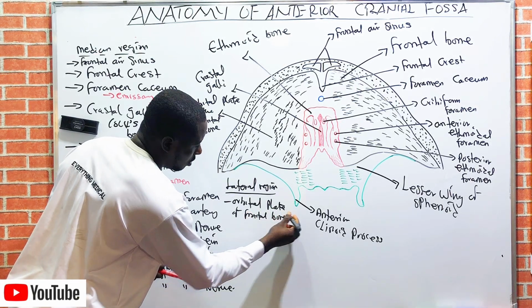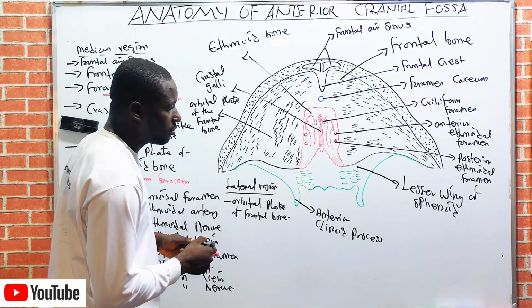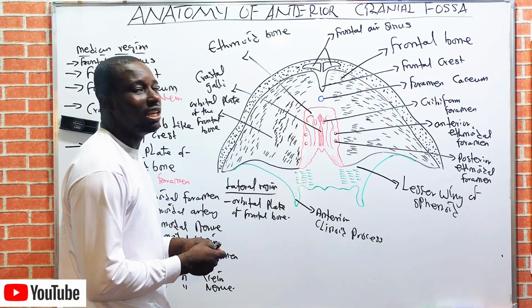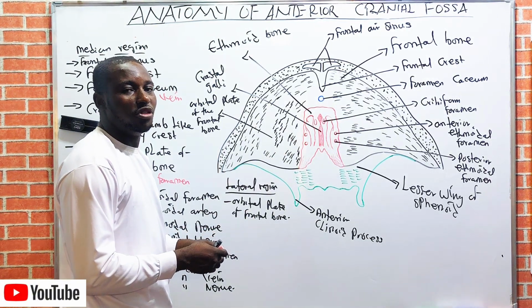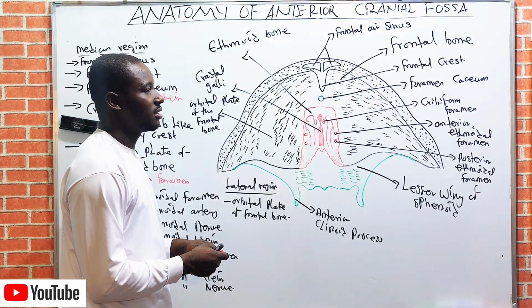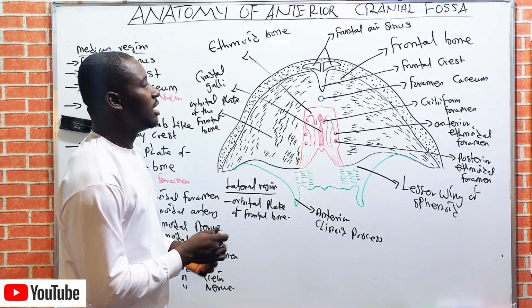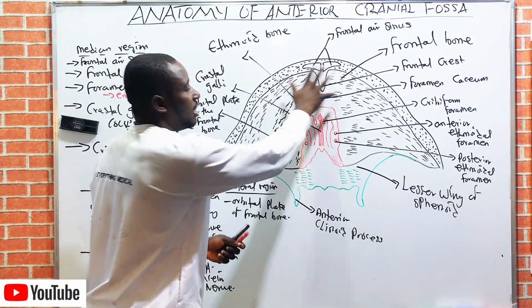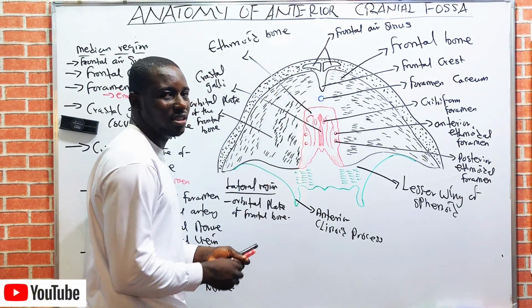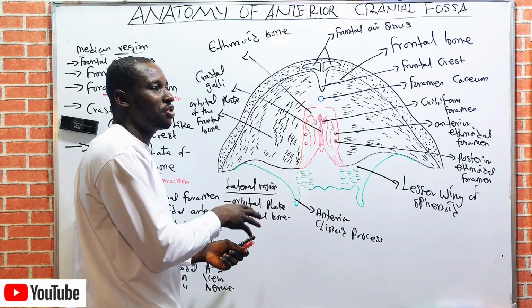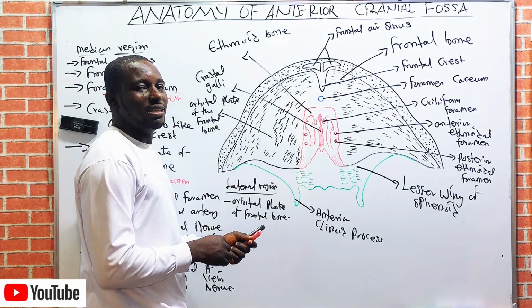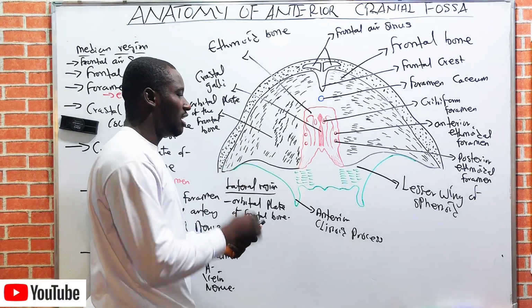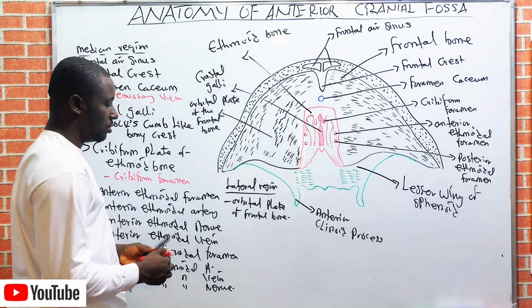Recall that the cribriform plate of the ethmoid bone separates the anterior cranial fossa from the nasal cavity. Yes, exactly. Recall that the anterior cranial fossa is superior to the nasal cavity, while the nasal cavity is inferior to the anterior cranial fossa. Yes, that was a high yield.